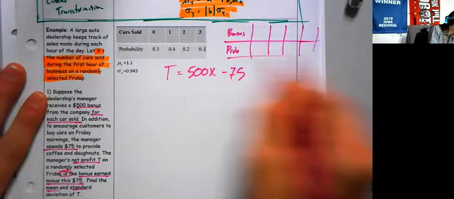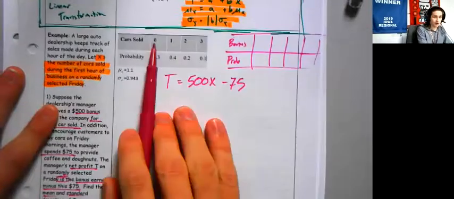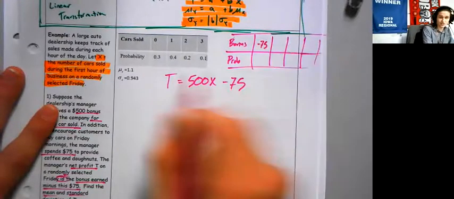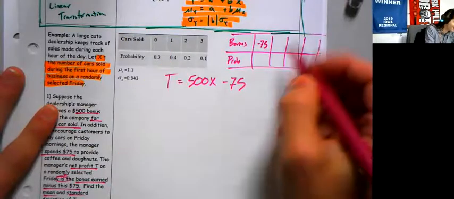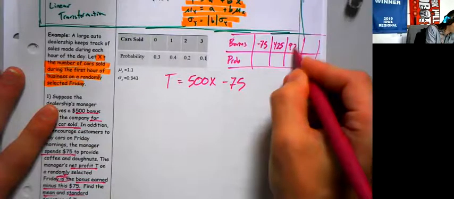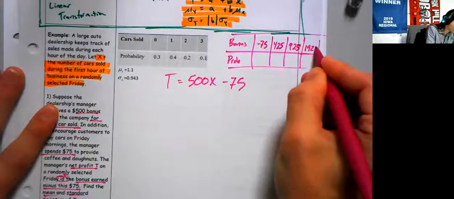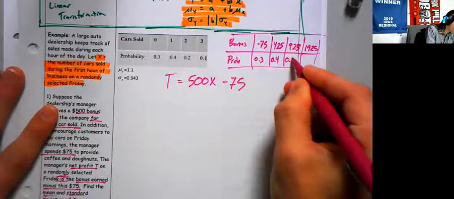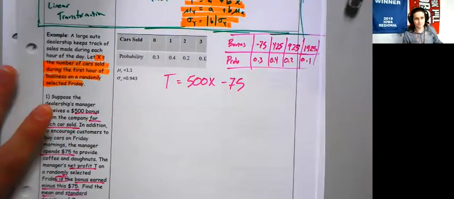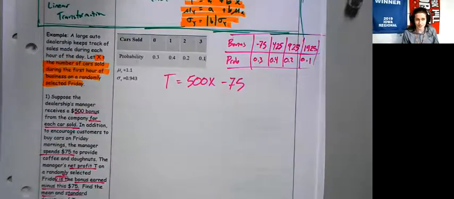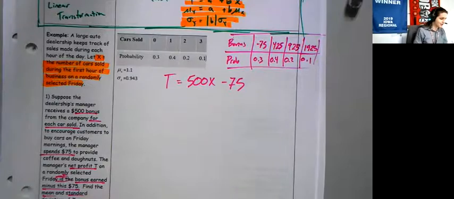Well, what's he going to do? If he sells 0 cars, he has lost $75. If he sells 1 car, 500 minus 75, 425. You can do this, 925 and 1425, and those probabilities would stay the same, 0.3, 0.4, 0.2, and 0.1. The spread of money values is clearly larger than the spread of cars he sells. No duh. And the bonus he gets is also clearly larger than the number of cars he sells.